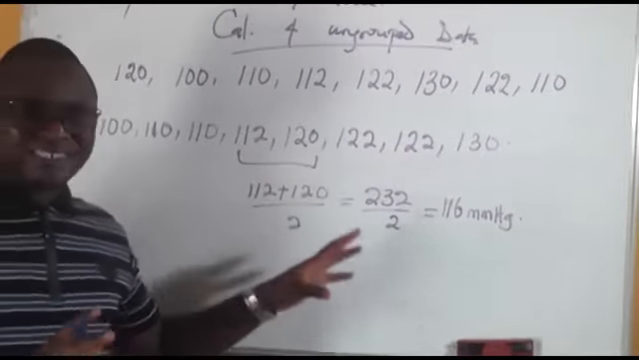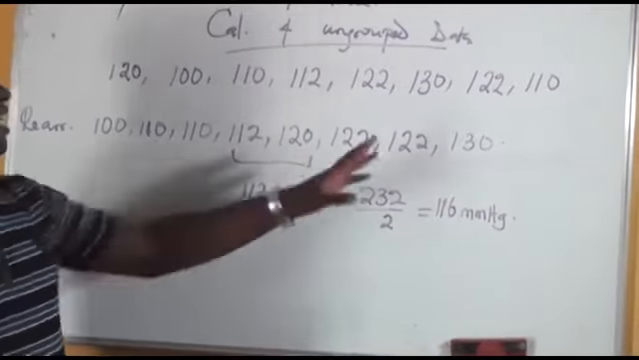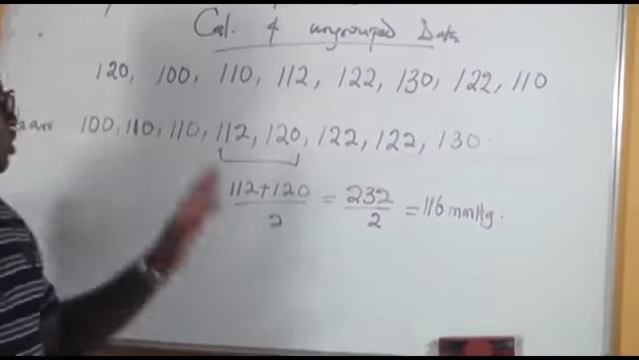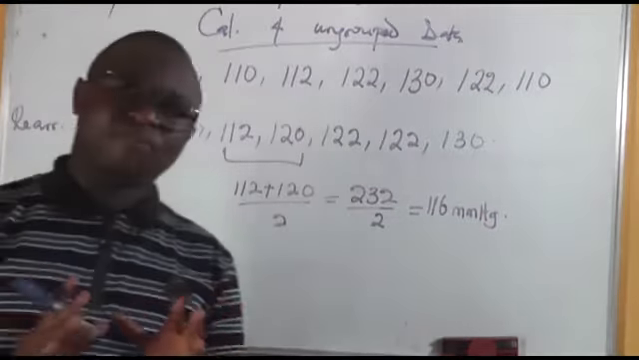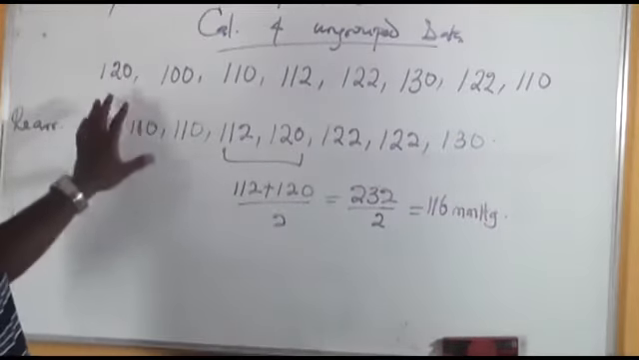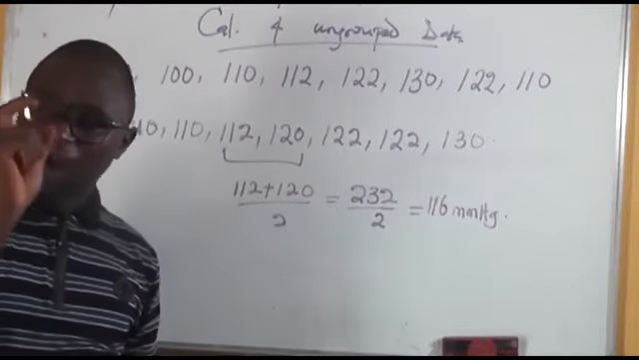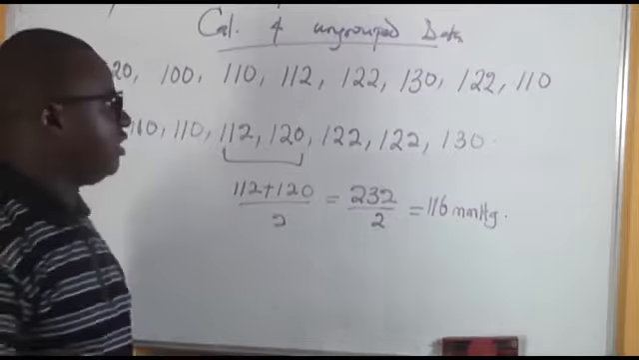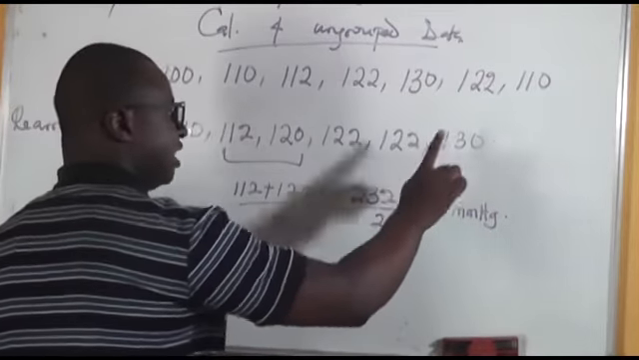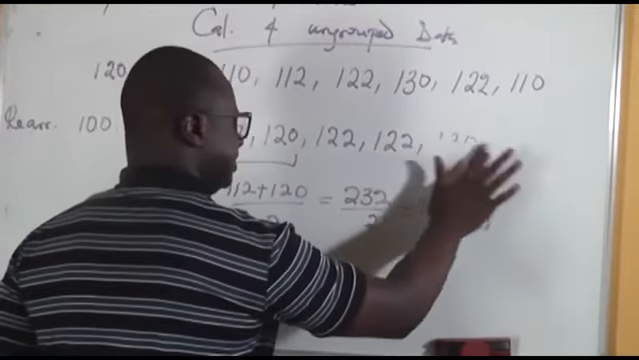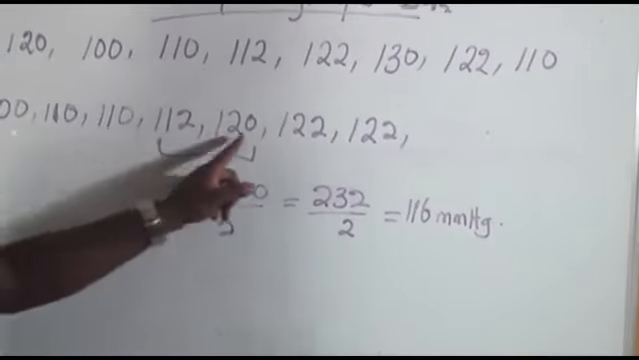Now, you see, this arrangement can be different. This is an even number. Why did I say even number? Because the numbers are 8, right? Even numbers are numbers that can be divided by 2. But what if I have 7 observations here? That means I'm going to have one answer in the middle. Let's assume another example. I want to remove 130 now. Now I have 7 numbers: 1, 2, 3, 4, 5, 6, 7.